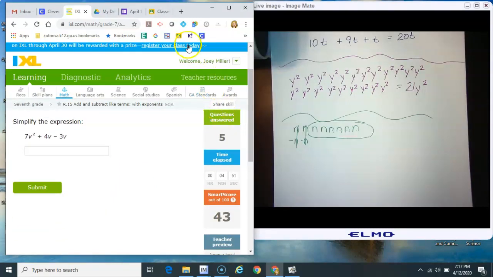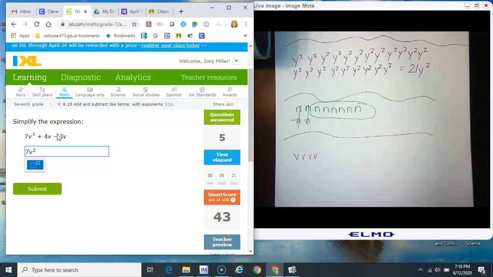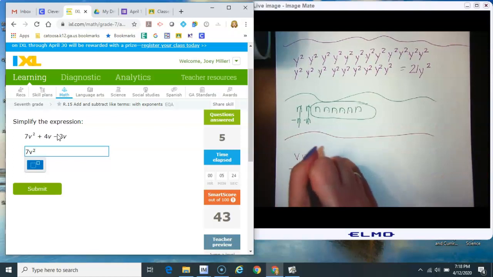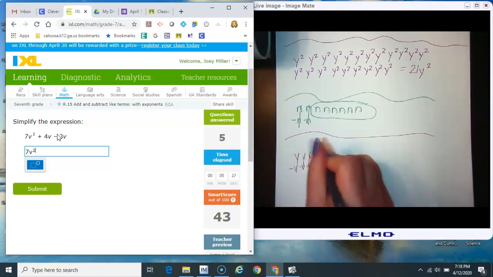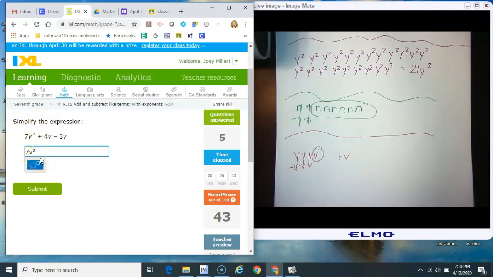So let's start here. We have 7v squared. That is the only term that has a v squared. There's nothing else to combine with it. So I'm going to start that problem with 7v squared. That's part of the answer. Now I have to do this part right here. This means I have 4 positive v's, and I'm going to take away 3 v's. Or I could think about it as 4 positive v's and then 3 negative v's. Cross off 3 pairs. That leaves me 1 v that's positive. So then I take that and I put it over here.